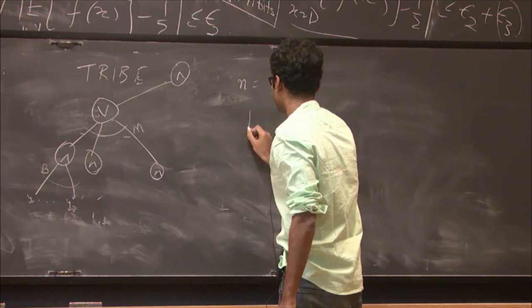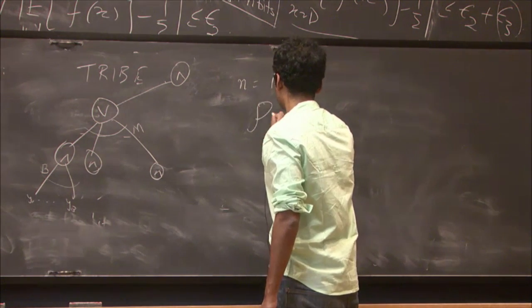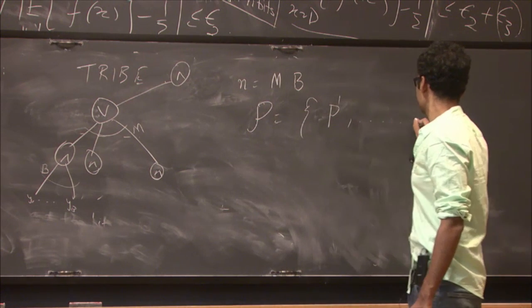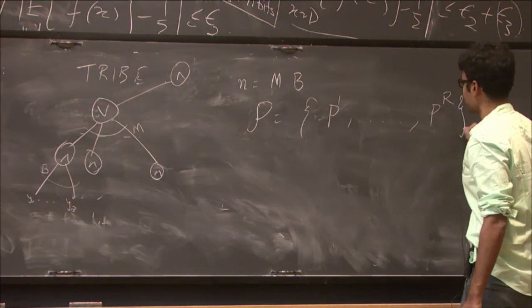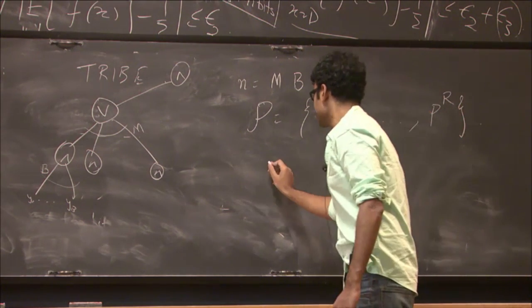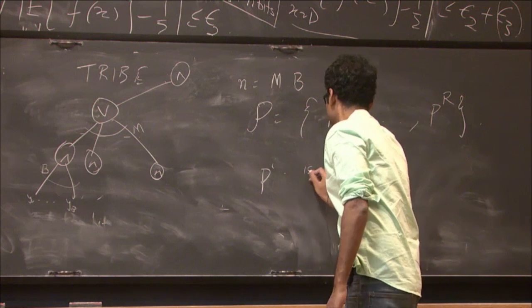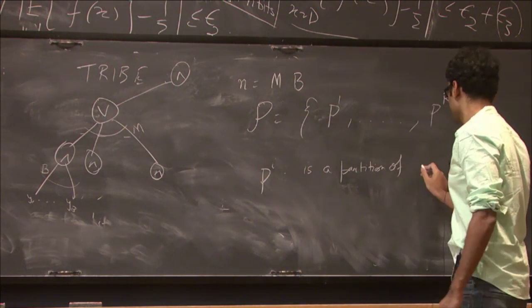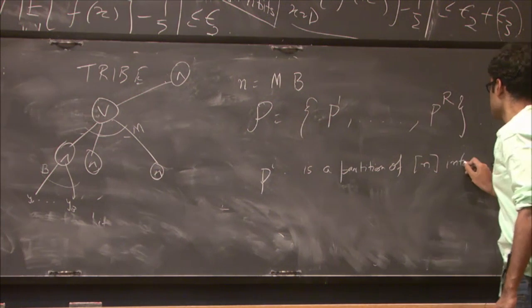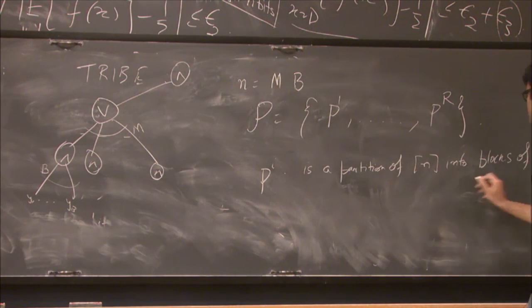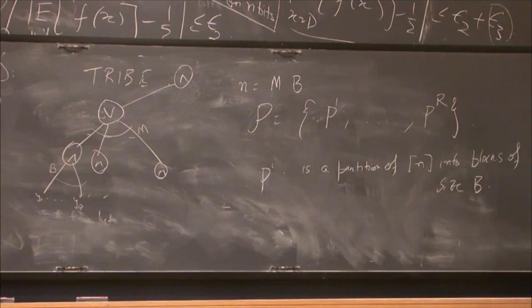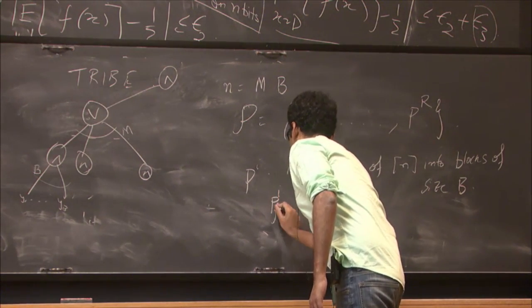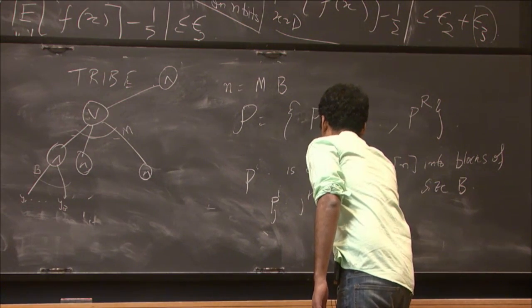So let's define script P to be a collection of partitions P1 through, say, Pr, where each Pi is a partition of n into blocks of size b, right? And let Pij denote the jth block.